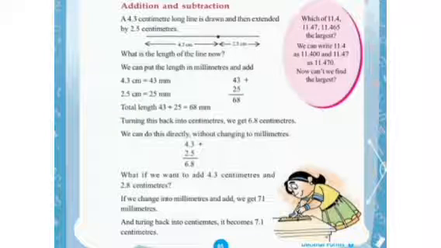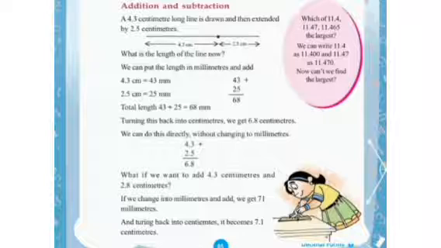Or we can directly add these two numbers without changing them into millimeters. That is 4.3 plus 2.5. First we add the digits after the decimal point: 5 plus 3 is 8. Then put a point there. Then 4 plus 2 is 6.